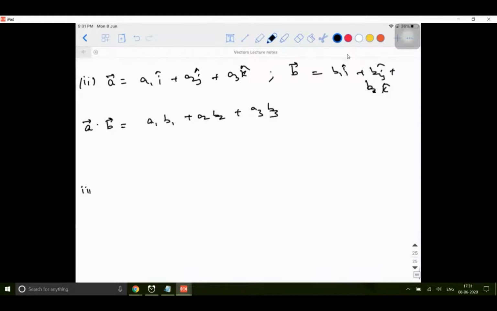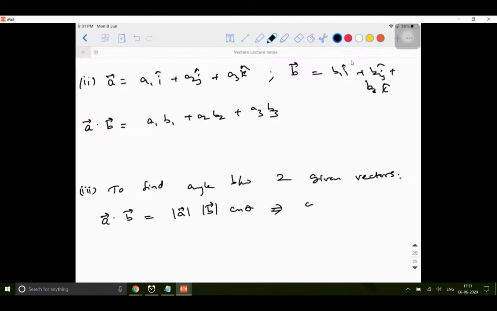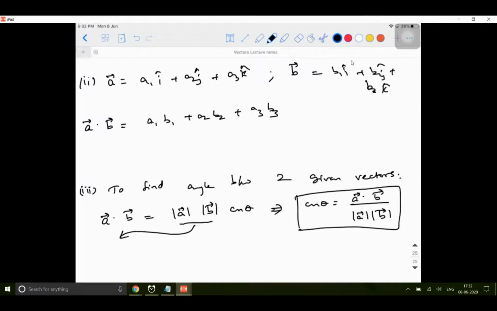And the third formula is to find the angle between two given vectors. How will you find it? We know that A vector dot B vector is equal to magnitude of A vector into magnitude of B vector cos theta, which implies cos theta will be equal to A vector dot B vector divided by magnitude of A vector into magnitude of B vector. I'm just rearranging the equation. I'm taking this A and B to the other side.